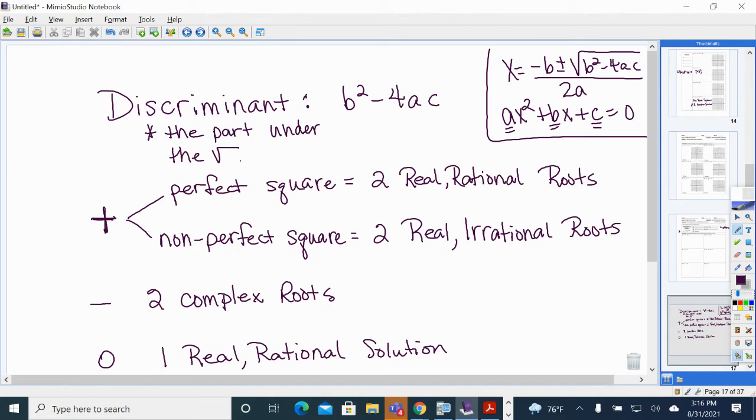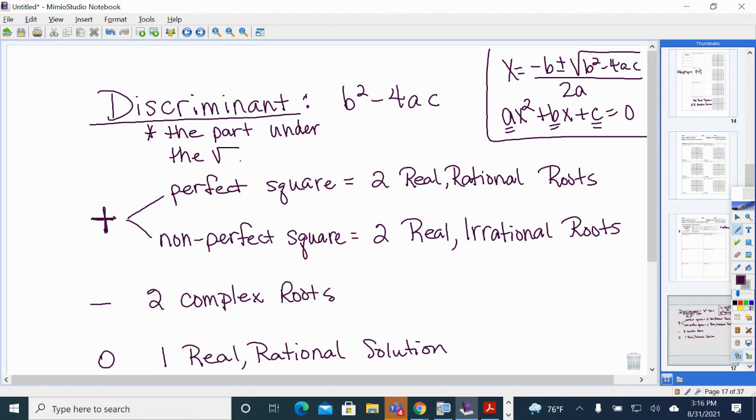The definition or the terminology, the vocabulary I want to talk to you about is called the discriminant. The discriminant is the b squared minus 4ac part of the quadratic formula. So it's only the part that's under the radical. It's not including the radical, just the stuff that's underneath it.